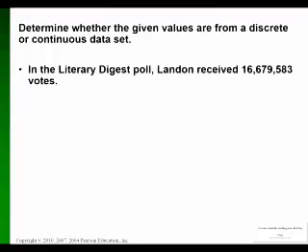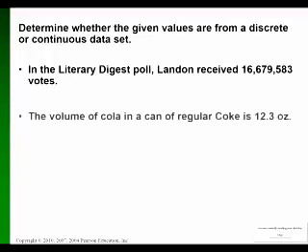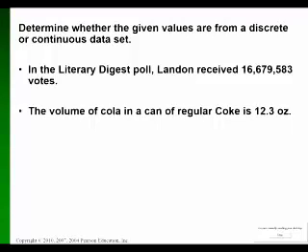The volume of cola in a can of regular Coke is 12.3 ounces. Is that a count or a measurement? That's a measurement, which means it's continuous. If I had a better scale, it might actually be 12.5792 ounces. It's not the fact that there is a decimal or isn't a decimal. What matters is this is a measurement, not a count.